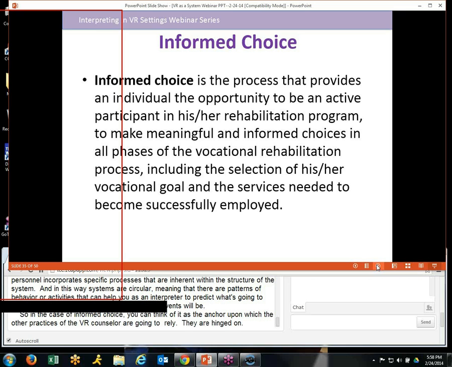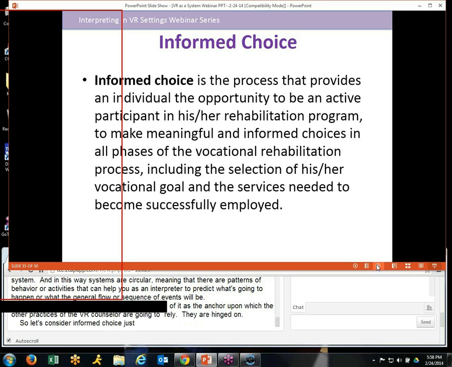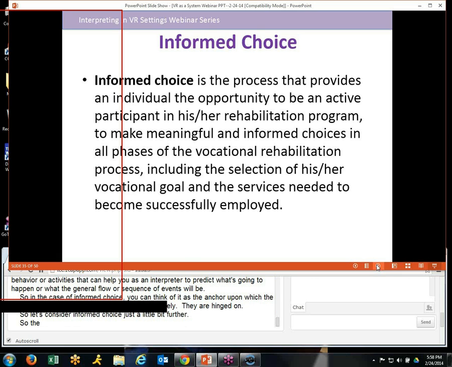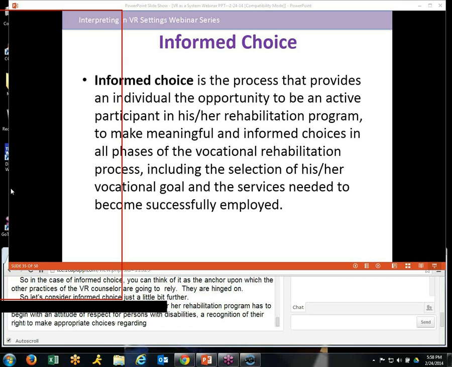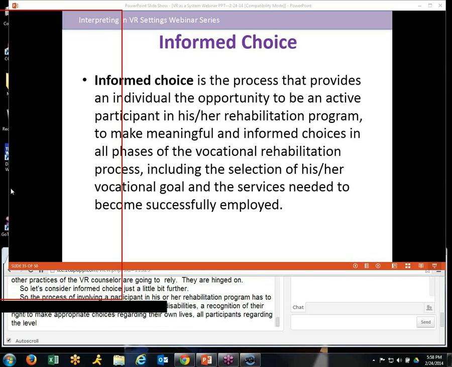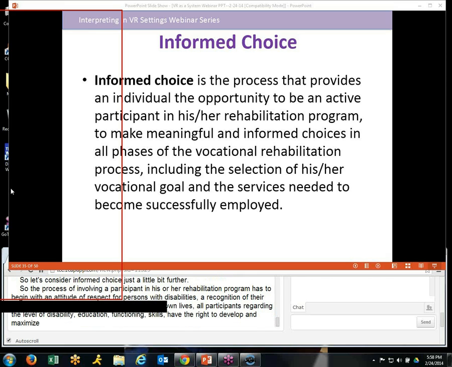So let's consider informed choice just a little bit further. The process of involving a participant in his or her rehabilitation program has to begin with an attitude of respect for persons with disabilities, a recognition of their right to make appropriate choices regarding their own lives. All participants, regardless of the level of disability, education, functioning, skills, have the right to develop and maximize their decision-making skills.